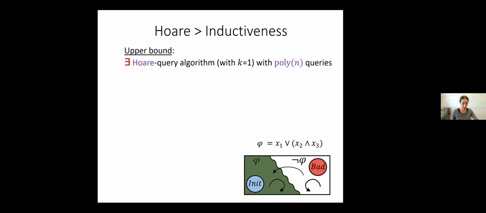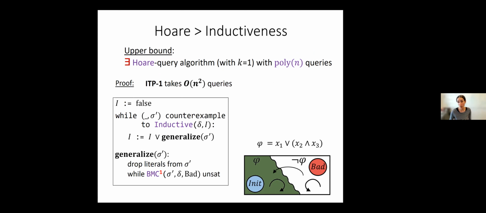Okay, so now let me give you an idea about the upper bound first and then the lower bound. The upper bound says that for this class, there exists a hole query algorithm that is efficient. And actually, we already saw the algorithm. The previous interpolation-based algorithm that I showed, the claim is that this algorithm will infer the invariant for such a transition system in a polynomial number of queries. And why? First, let's look at the number of queries.